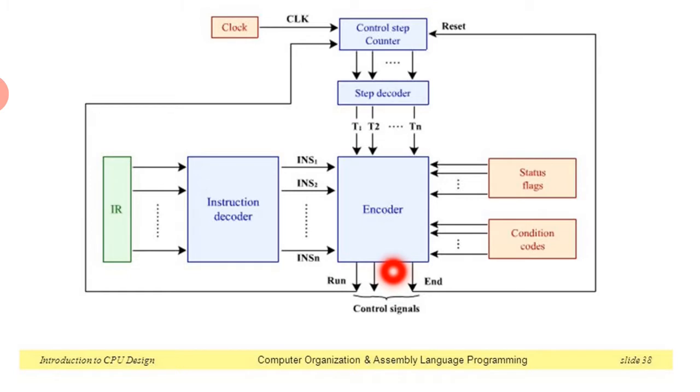Suppose, for example, I want the encoder to generate the Zin control signal for the processor organization. Within the processor, we have a temporary register Z, which is used to store the ALU outputs.